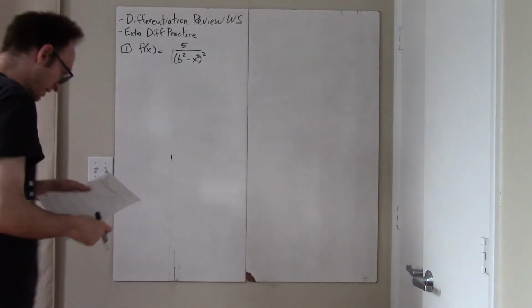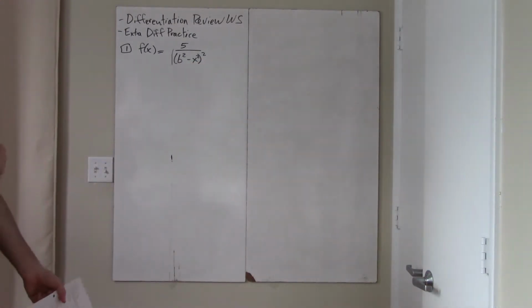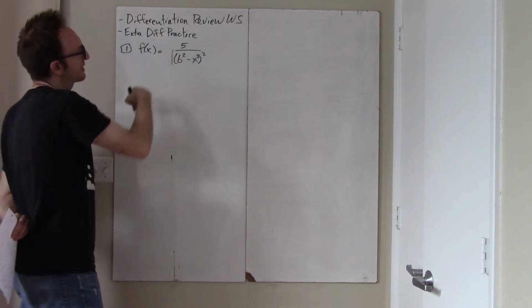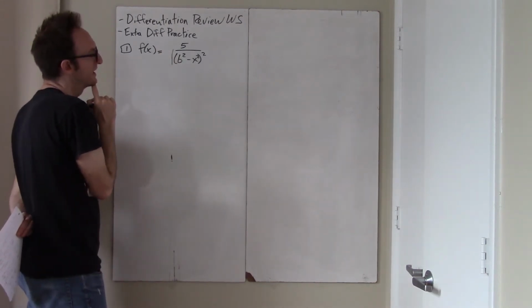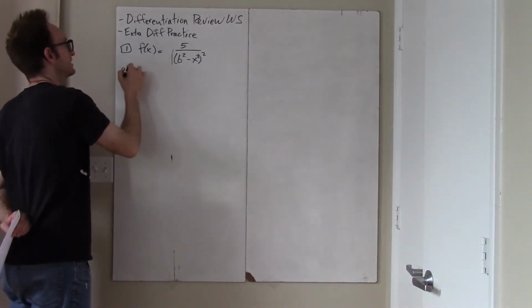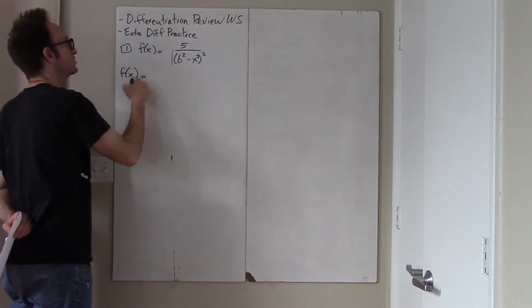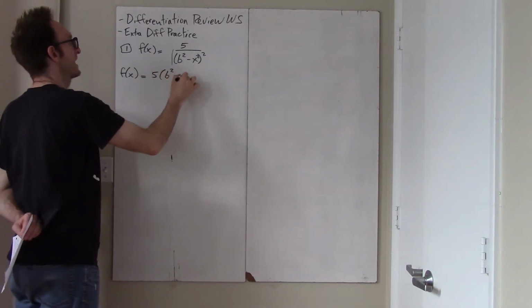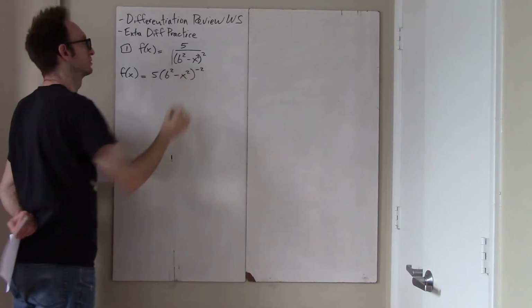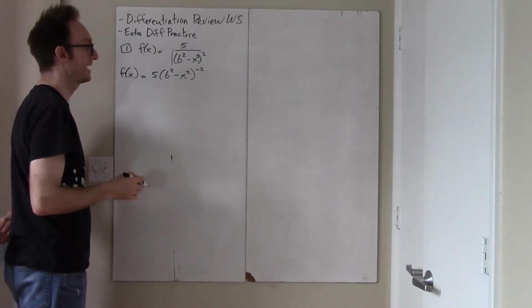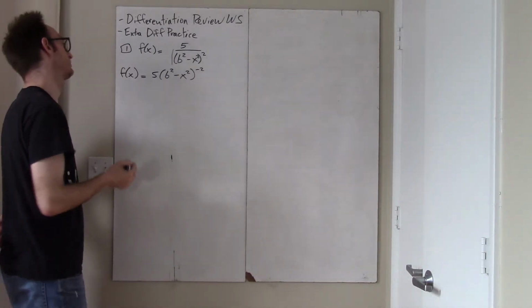This is a kind of problem where experienced professionals will see what the good thing to do here is, and that is to rewrite this thing. You definitely don't want to use the quotient rule here because the top is so simple, it's just a number. So I think you'd be wasting your time. The skilled way to do this is to recognize that this is really just 5 times (b squared minus x squared) to the negative 2. And then this is really just a straightforward power rule, chain rule problem.